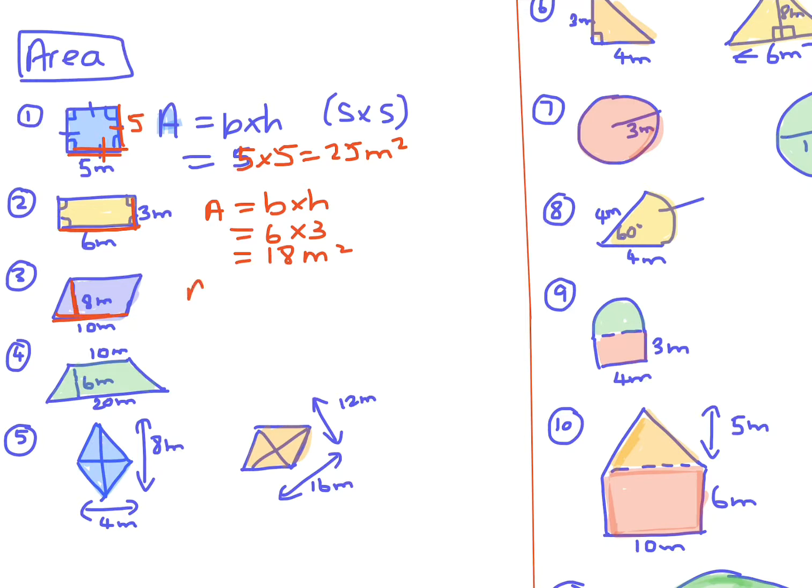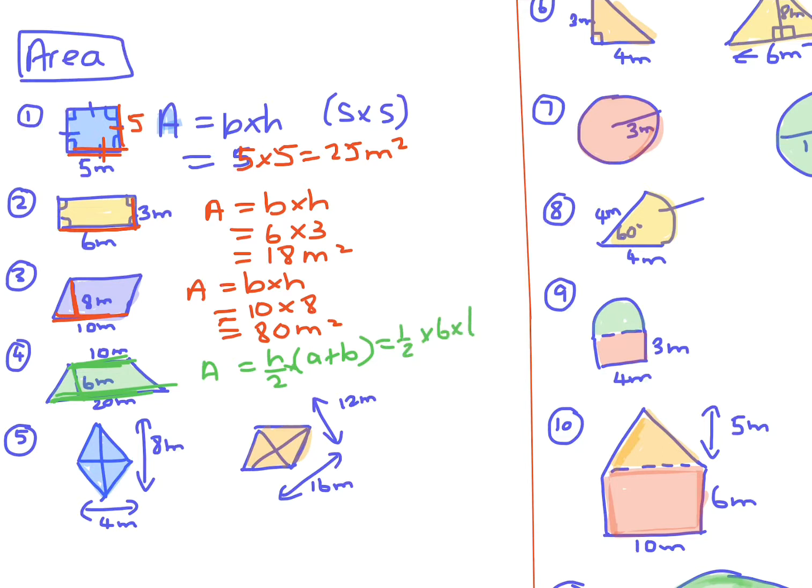Parallelogram, base times height. So the area is base times height. So it'll be 10 times 8, which is 80 meters squared. Okay, this one here, we have the base is 20, the height is 6, and we have the other side is 10. Now this is a trapezium, so it's height on 2, or half the height, times A plus B. So it's going to be a half times 6 times 10 plus 20. A half of 6 is 3 times 30, which is 90. So it'd be 90 meters squared.